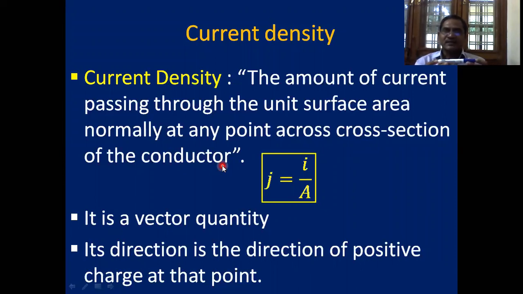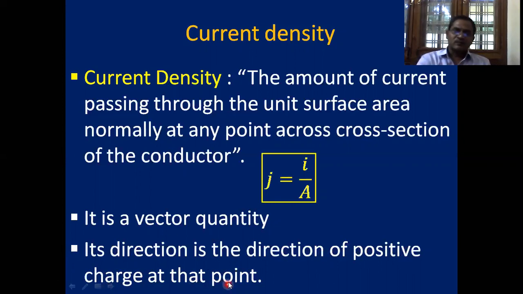The current density is a vector quantity. It is expressed as J equal to I by A, the amount of current passing through the conductor divided by the cross-sectional area of this conductor. Here it is a circular cross-section, so that depends on the shape of the conductor. It is a vector quantity, and its direction is the direction of positive charge at that point.